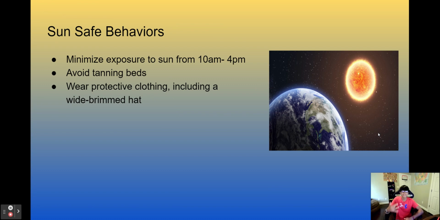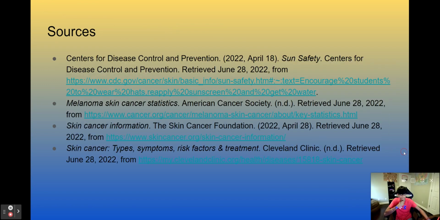So, some sun safety behaviors: minimize exposure to the sun from 10 a.m. to 4 p.m. Avoid tanning beds. Wear protective clothing, including maybe a wide brimmed hat which covers your face. And make sure to use SPF of 30 or more with both UVA and UVB protection. And consider having atypical moles removed if they are in areas which you are not likely to notice every day.